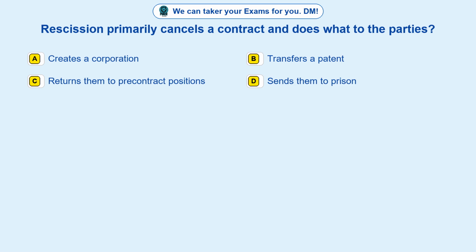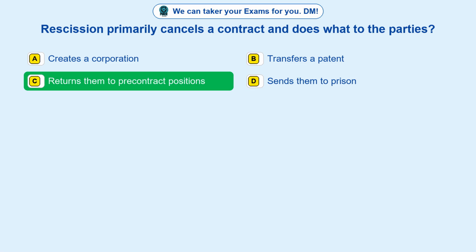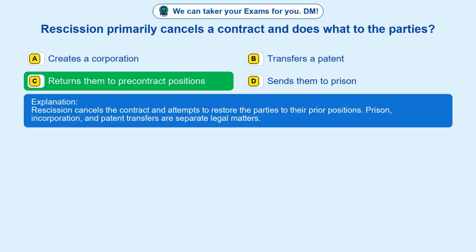Question 19. Rescission primarily cancels a contract and does what to the parties? Option A, creates a corporation. Option B, transfers a patent. Option C, returns them to pre-contract positions. Option D, sends them to prison. The correct answer is option C. Returns them to pre-contract positions. Rescission cancels the contract and attempts to restore the parties to their prior positions. Prison, incorporation, and patent transfers are separate legal matters.